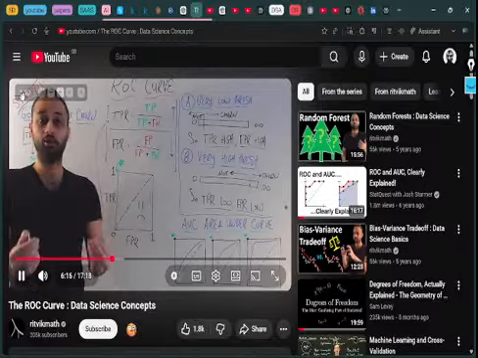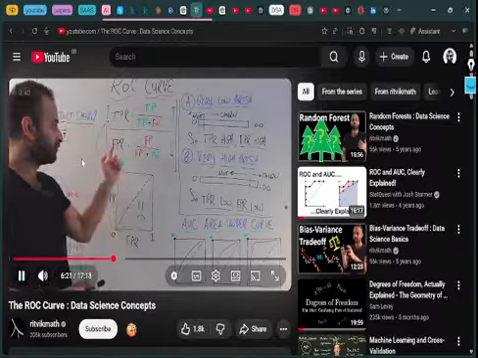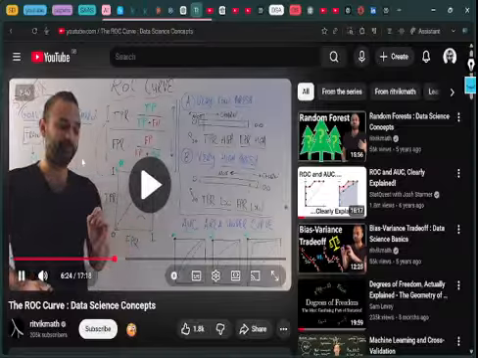The absolute best case scenario would be if TPR was 1, so we catch everybody who's going to churn, and FPR was 0, so our error rate on people who will not churn is 0. And that graphically is at this star up here.